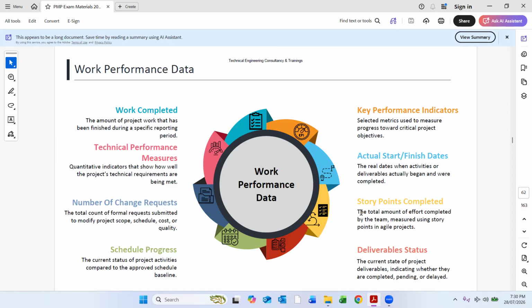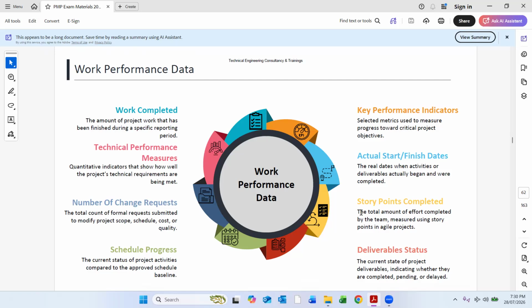Or if there are NCRs, or we talk about quality also. Technical performance measures are quantitative indicators that show how well the project's technical requirements are being met. So we see how much we have achieved quantitatively. Quantitative means we can measure, we have quantities. It's called quantitative indicators, which measure the technical performance. So it can be measured there.